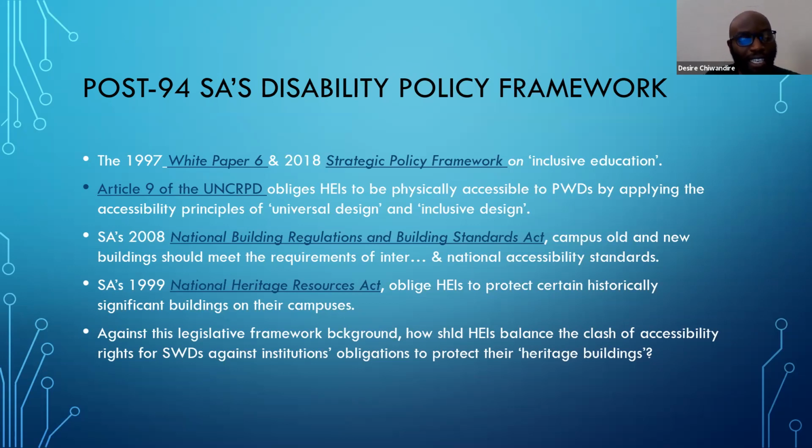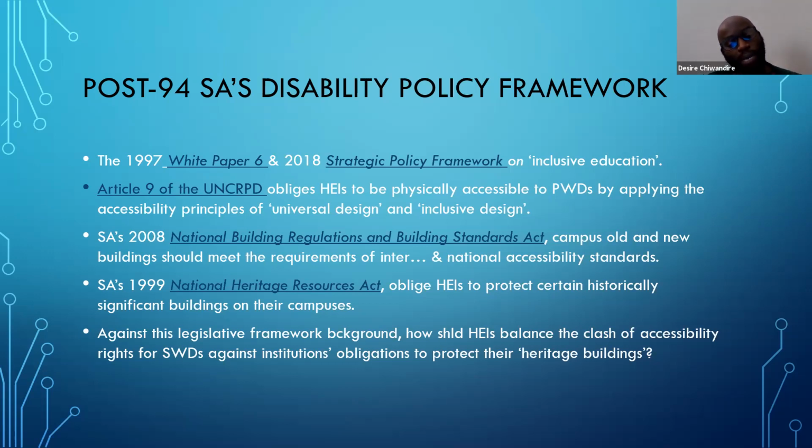Then there's the 1999 National Heritage Resources Act, which obligates universities to protect certain historically significant buildings on their campuses. This perhaps also means that if any campus wants to make such a building accessible, they have to apply for a certain procedure. They have to follow a certain procedure. They can't just adapt that building randomly, right?